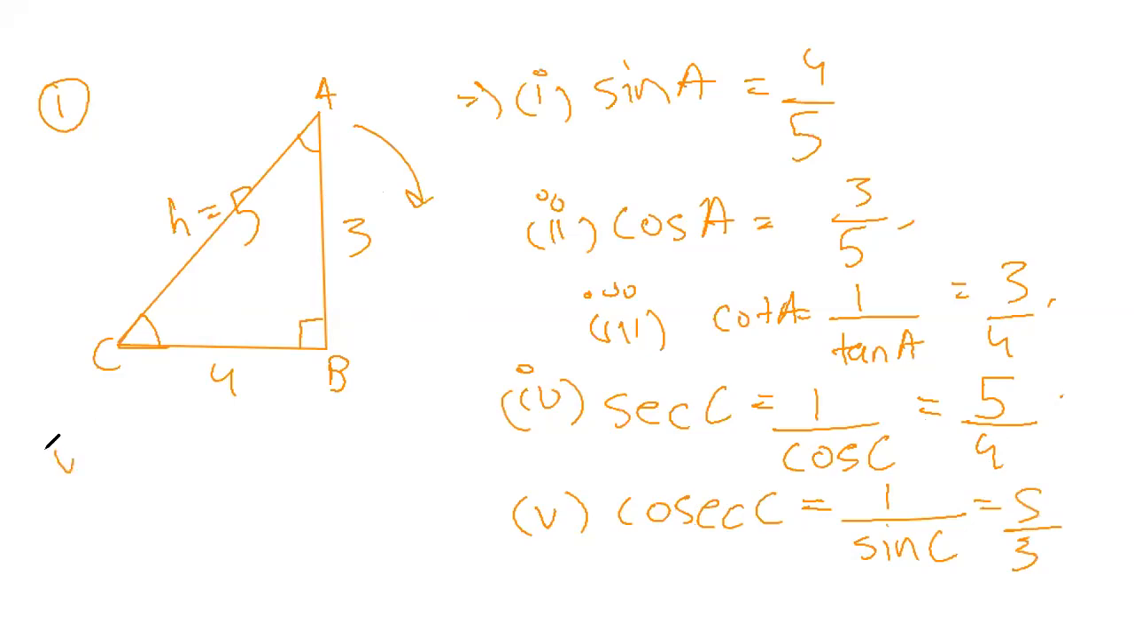And the last part of our first question will be that find tan C. Now tan C basically means with respect to the angle C, find me the tan C. So tan C basically means perpendicular upon base. So that is 3 upon 4. Okay. So I'll clear all of this and we'll move on to our next question. That is the second question.